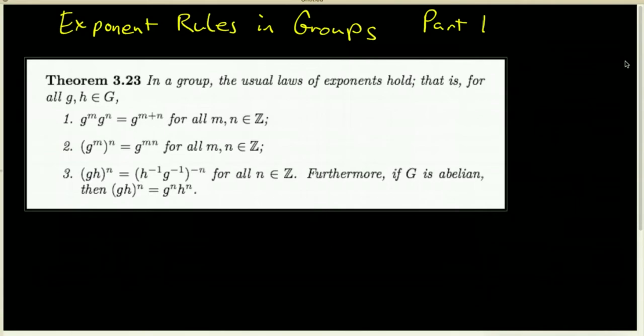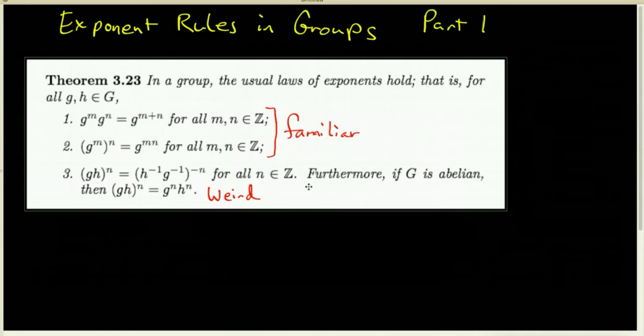So hopefully you've stopped the video and you've copied this down in your notes and you've actually taken the time to read what this particular theorem says. It's important to realize that these first two properties are very familiar. They are the same rules that you know about for exponents inside the set of real numbers. The third property may strike you as weird, and that is okay. By the end of this video and the next one, that will be fully explained.